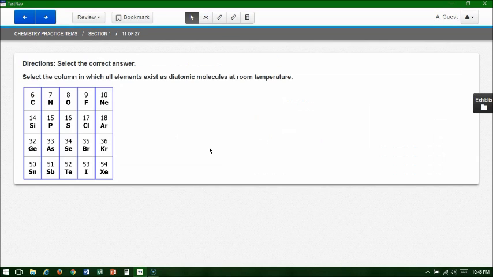Number 11 says, select the column in which all elements exist as diatomic molecules at room temperature. Examples of diatomic elements include hydrogen, nitrogen, oxygen, and all the halogens, fluorine, chlorine, bromine, and iodine. So the correct answer would be this particular column, which shows fluorine, chlorine, bromine, and iodine. They're all diatomic molecules at room temperature.